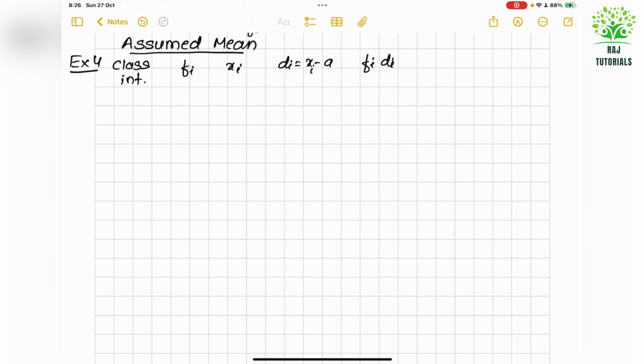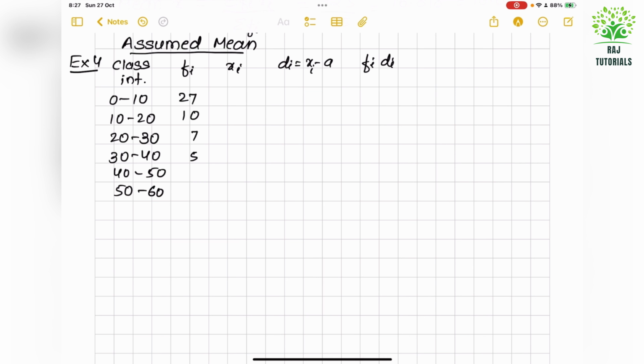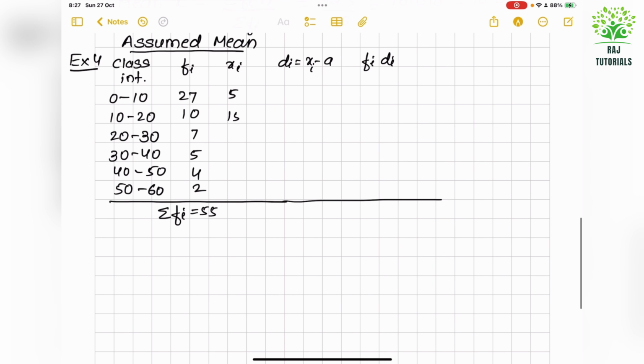Now the second method to find the mean is the assumed mean. Here also I am taking the same example: 0 to 10, 10 to 20, 20 to 30, 30 to 40, 40 to 50, and 50 to 60. And the values also I am taking the same: 27, 10, 7, 5, 4, 2. Naturally I will have the total also the same, sigma fi equal to 55. Now again xi, the same method, I will add and bring it to the central value. So I am taking that also as it is.